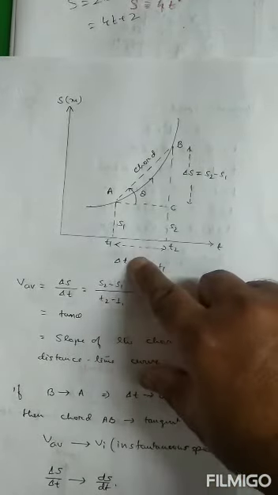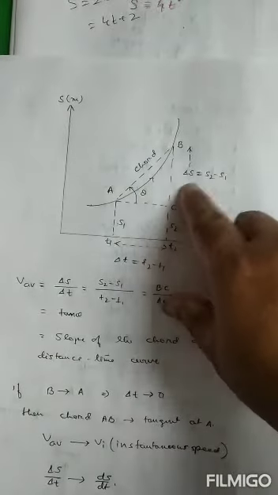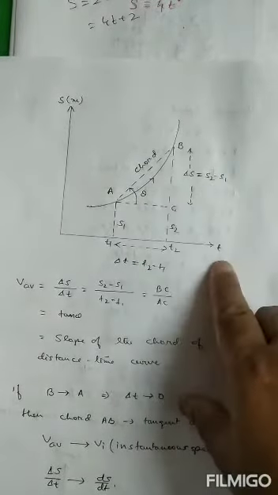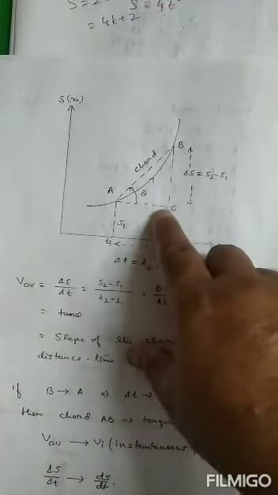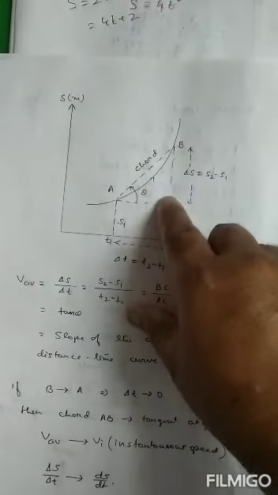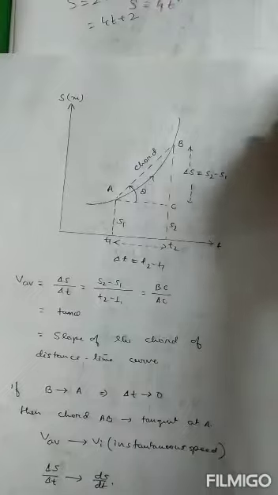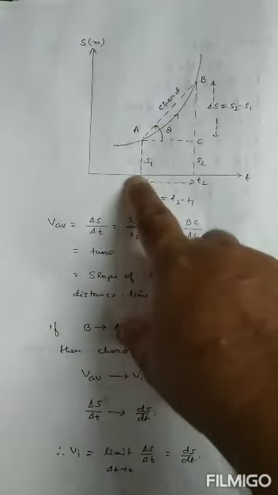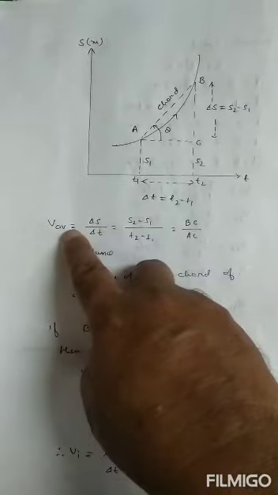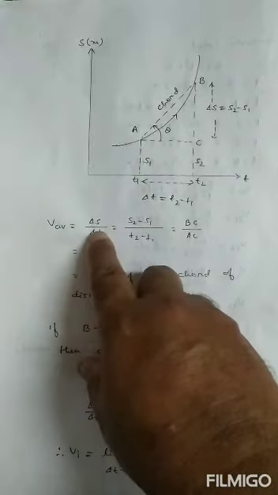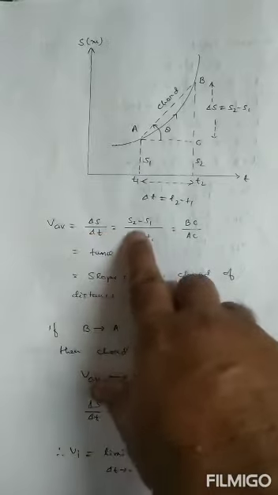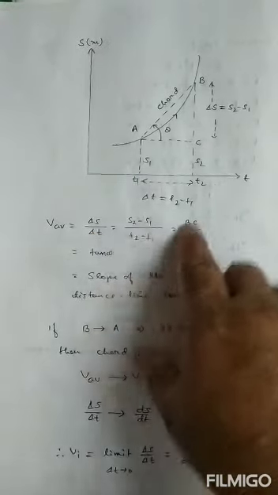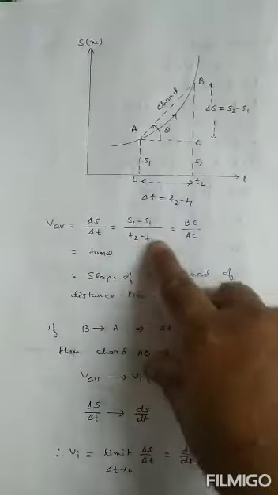Now, what is the distance travelled during that interval? It is BC. Delta S is S2 minus S1. Because if this is S1, this is also S1. So what is distance travelled? S2 minus S1. So therefore, in this interval, what is average speed? It is delta S by delta T. What is delta S? Delta S is BC. What is delta T? AC.